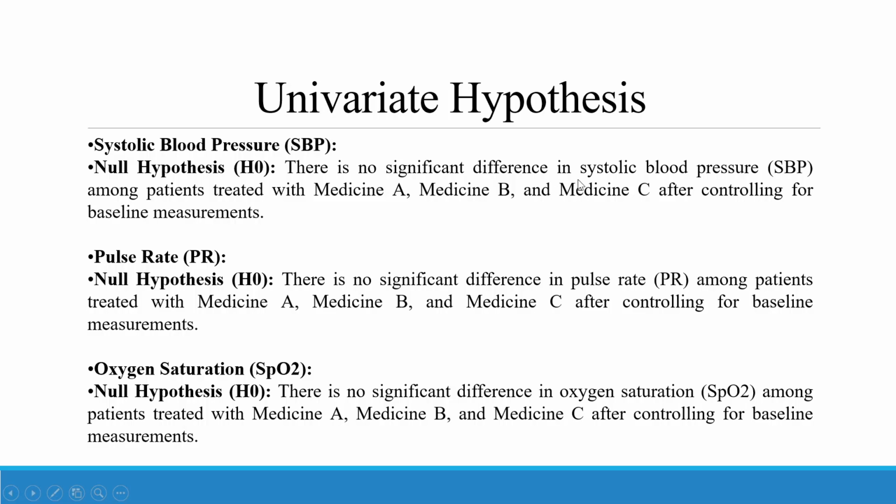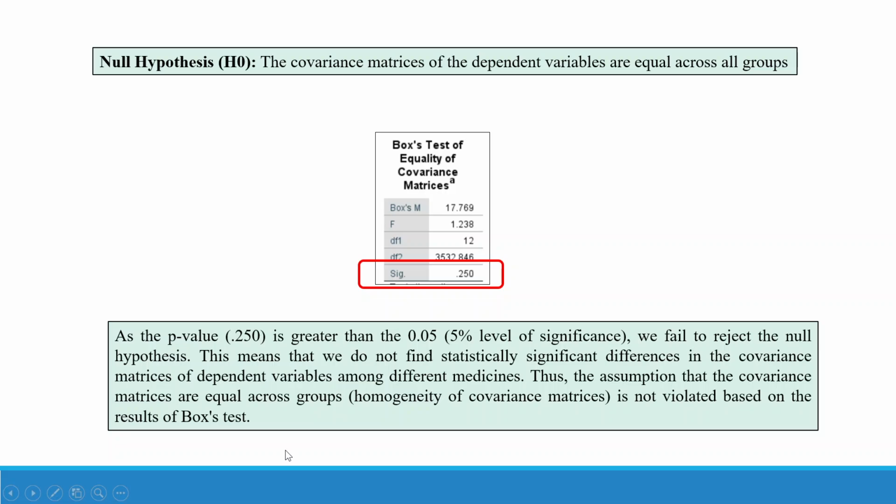The univariate hypotheses: we start with systolic blood pressure. There is no significant difference in the systolic blood pressure among patients treated with medicine A, B, and C after controlling for baseline measurements, that is age. Pulse rate: there is no significant difference in pulse rates among the patients treated with medicine A, B, and C after controlling for baseline measurement, that is age. Oxygen saturation: the null hypothesis is there is no significant difference in oxygen saturation among the patients treated with medicine A, B, and C after controlling for baseline measurements.